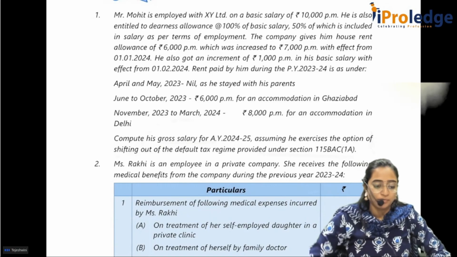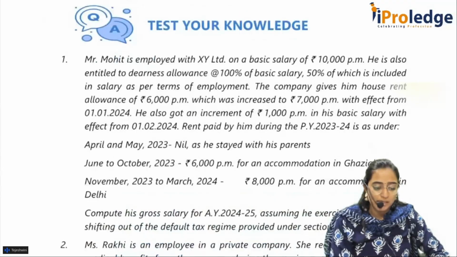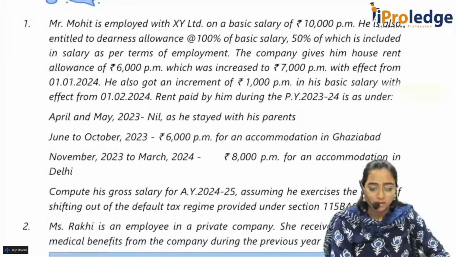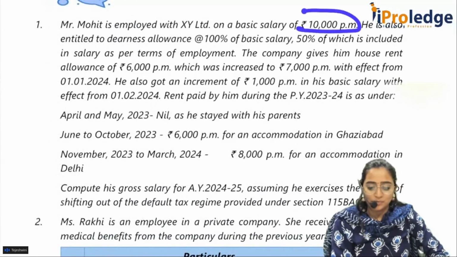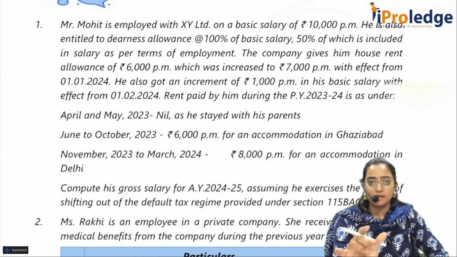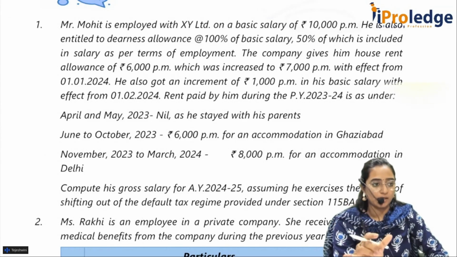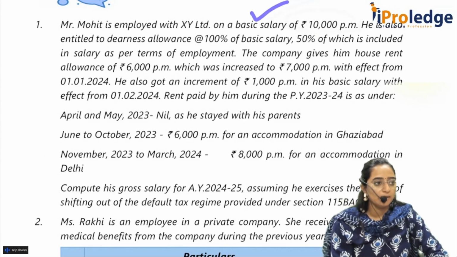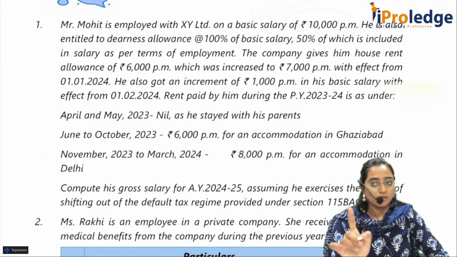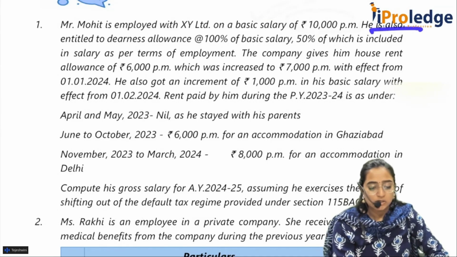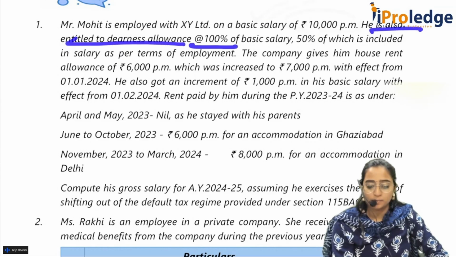Fine, we'll do that. Mr. Mohit, this fellow is employed with XY Limited on the basic salary of how much? 10,000 per month. Basic salary is given in the question. This salary definition under your HRA would include this basic salary. Salary definition under HRA. Would it include basic salary? Absolutely yes. He is also entitled to DA allowance at 100% of basic salary.